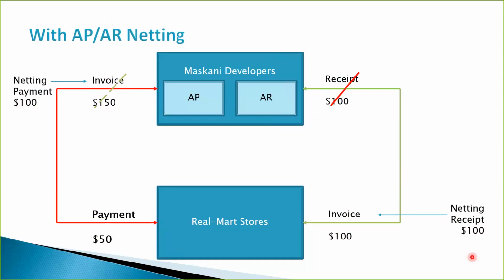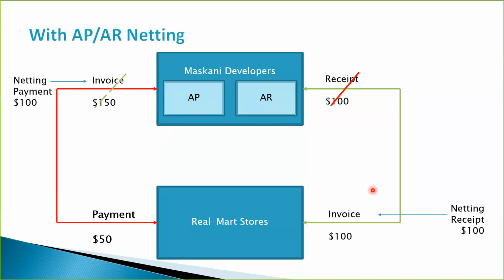But maybe that's not the right term to use. What I mean is that it will also work in the case whereby we are the ones who are owed more. So let's say RealMart stores owes us $150 and we owe them $100. So it's just the same thing, just going the other way. That's what I was trying to explain. So bottom line is that AP/AR netting applies these receipts and these payments to the invoices or transactions. Okay.